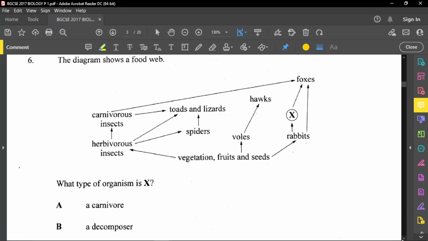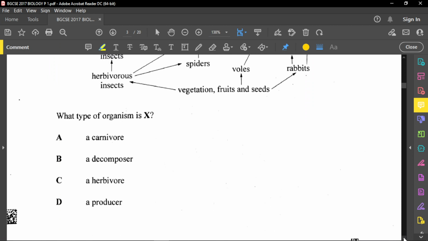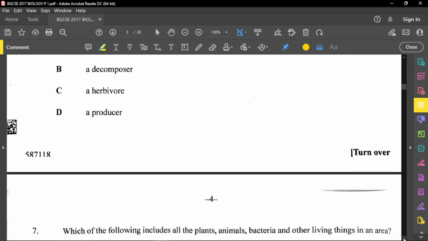So without a doubt right here, we know that it must be a carnivore, because carnivores eat meat. Not a decomposer, not a herbivore, not a producer. So know that definitely it is a carnivore. All right, jump into the next question.